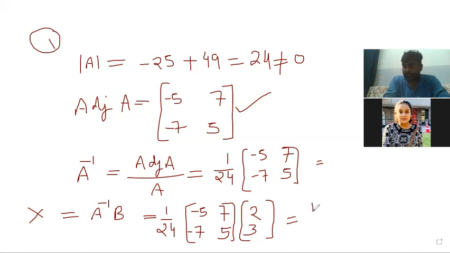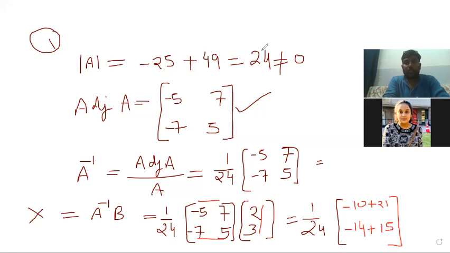When we multiply it, I will get 1 upon 24 outside. You see that the first row will be multiplied with the first column. So minus 5 times 2 is minus 10, 7 times 3 is 21. And second row, first column: 7 times 2 is 14, minus 14, 5 times 3 is 15.